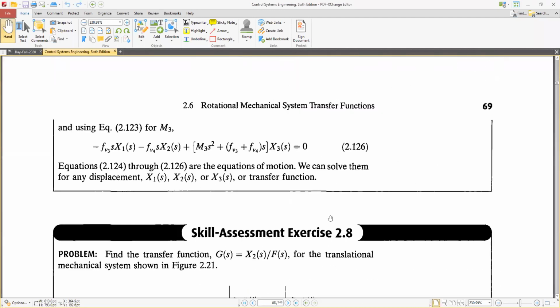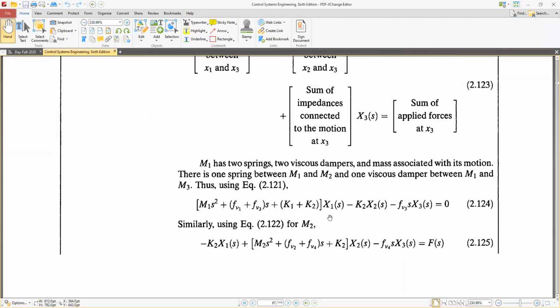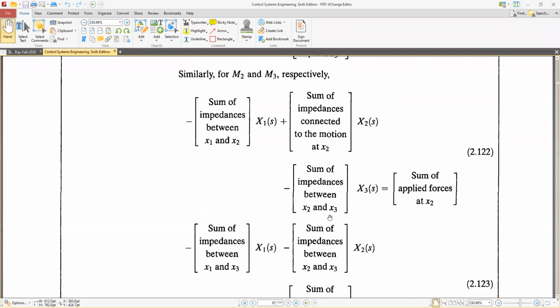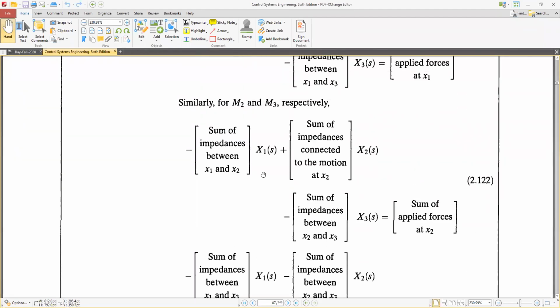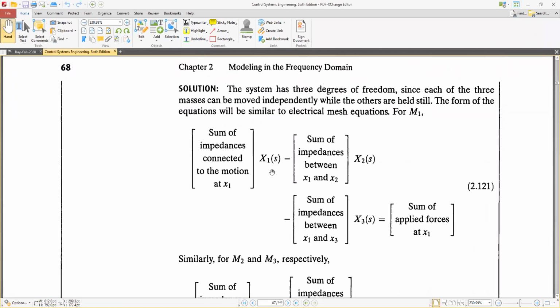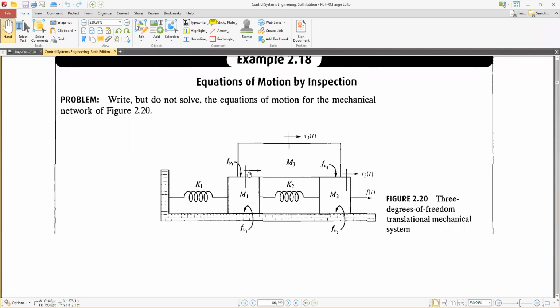So finally, you can find these equations. One by one, for M1, the sum of impedances connected to the motion at X1. So for X1, some impedances are connected: this one, this one, this one, this one.